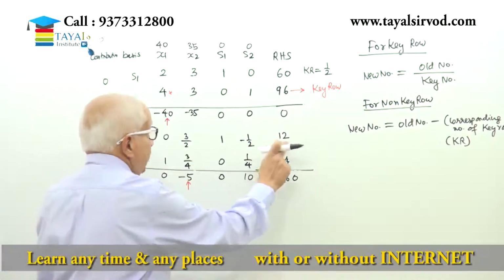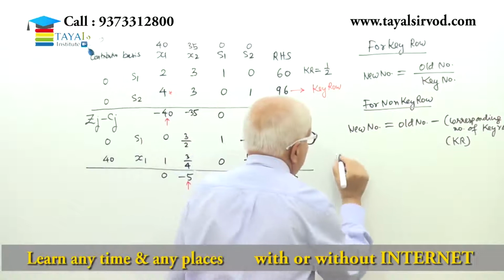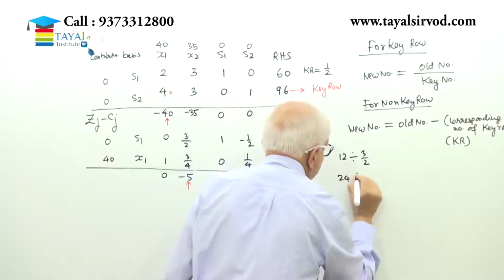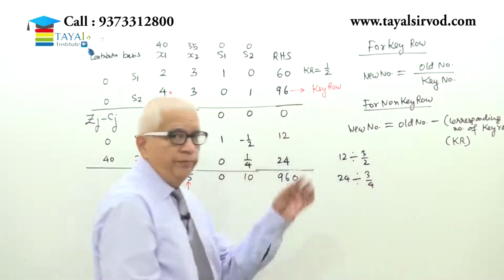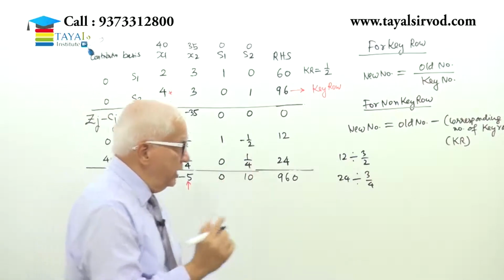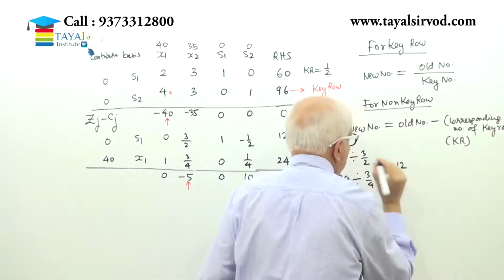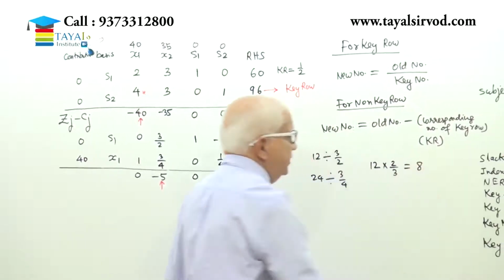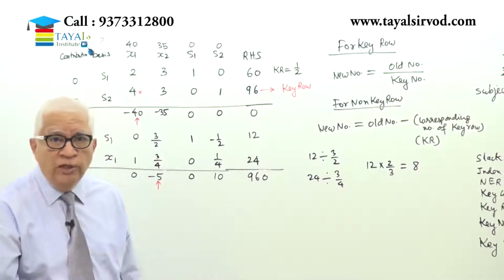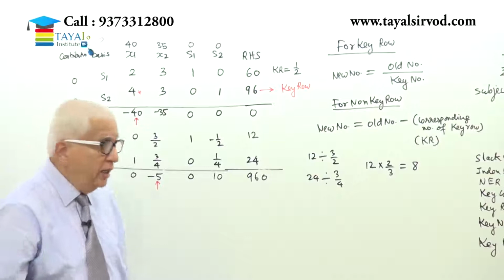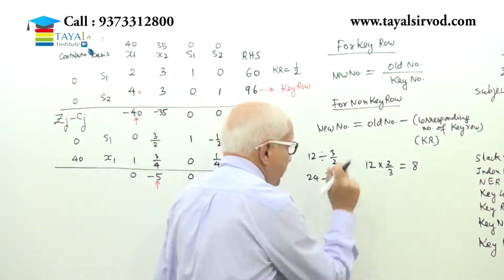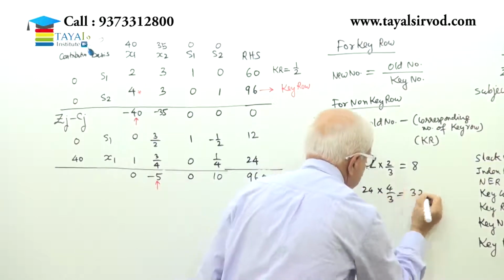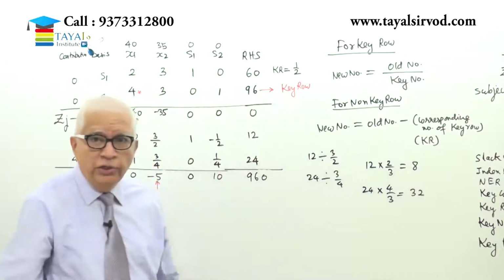So let me calculate. 12 divided by 3 by 2. One division. Second division, 24 divided by 3 by 4. Okay. Now I have to calculate this. Now can you see that 12 divided by 3 by 2 is the same thing as 12 multiplied by 2 by 3, and as you can see easily this is 8. 12 multiplied by 2 by 3 will be 24 upon 3, which is 8. Next division. 24 divided by 3 by 4 will be nothing but 24 multiplied by 4 by 3. Can you see that it is 96 upon 3, which is 32.